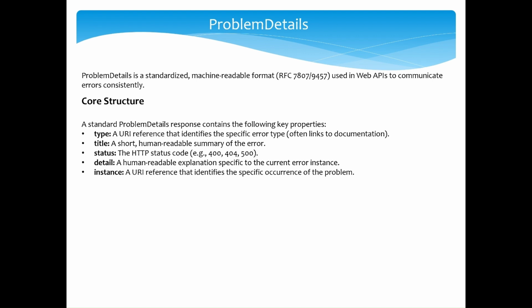Type, a URI reference that identifies the specific error type, which often links to documentation. Title, a short human readable summary of the error. Status, the HTTP status code such as 400, 404, or 500 internal server. Detail, a human readable explanation specific to the current error instance. Instance, a URI reference that identifies the specific occurrence of the problem.